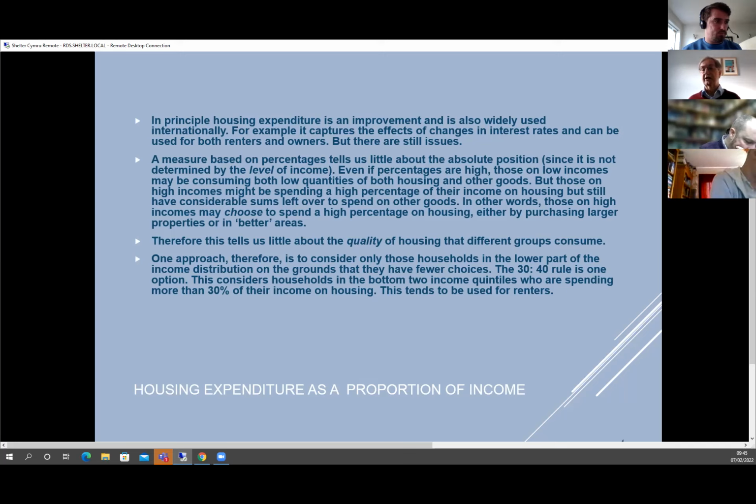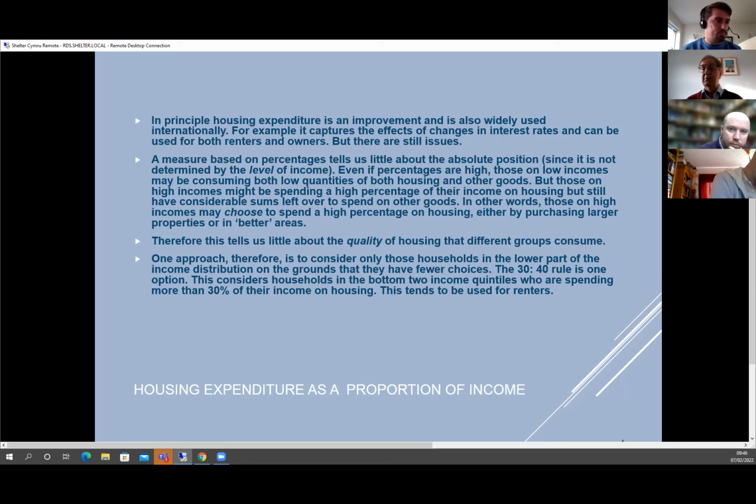Now, one approach which is quite useful and commonly used is to consider only those people in the bottom part of the income distribution. These are the groups who have fewer choices over their housing decisions, and therefore this is more likely to apply to renters than to homeowners. There is something called the 30-40 rule, which is sometimes used. This looks at the proportion of households in the bottom two income quintiles, in other words the bottom 40%, who are spending more than 30% of their income on housing. So the 40% refers to income, and the 30% refers to their expenditure.